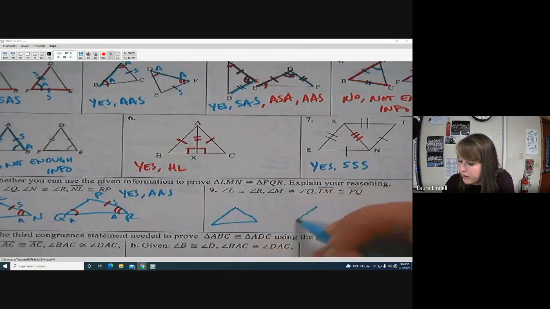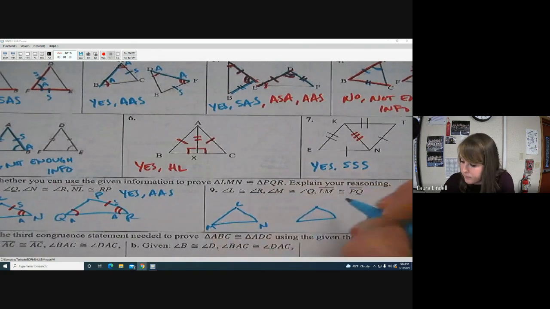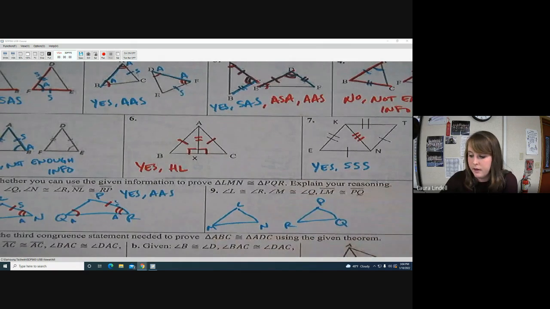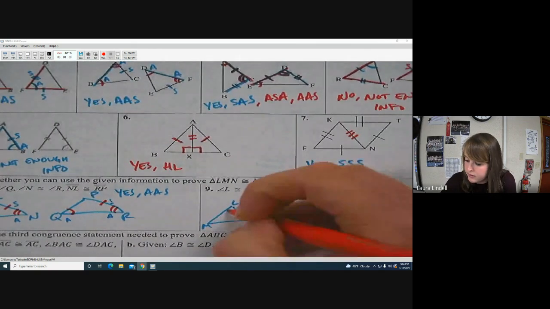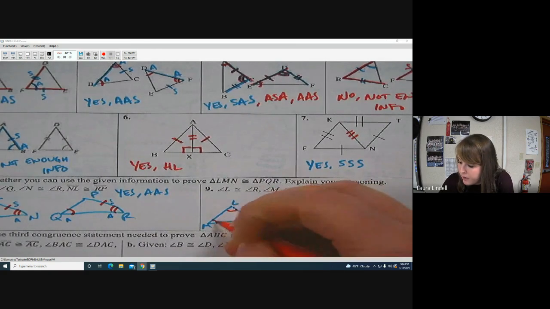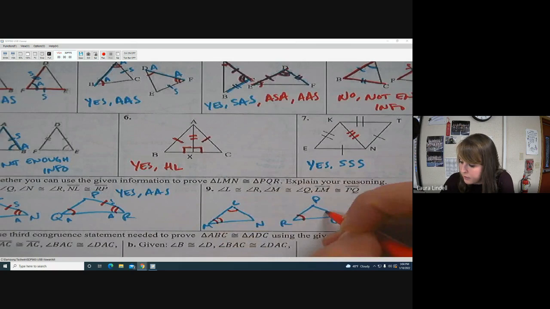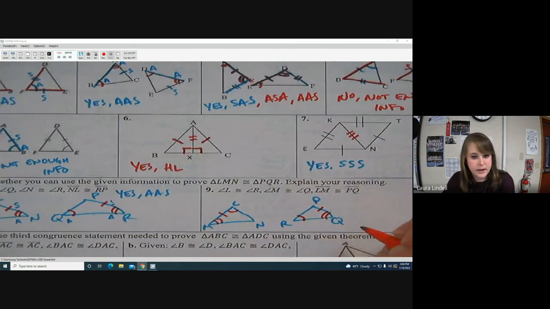Draw two triangles, LMN, PRQ. On this one, though, we have angle L is congruent to angle R, and we have angle M congruent to angle Q. And then we have LM congruent to PQ. So that's everything we should have labeled on this one.